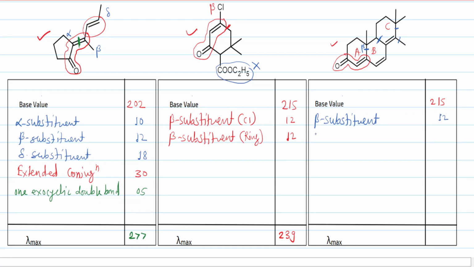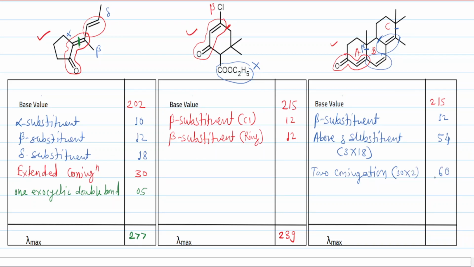Then for the above-delta substituents, we have to add 18 nanometer for one substituent. So there are three substituents, so a total of 54 addition. Now extra conjugation is there. This is the first extra conjugation, and this is the second. So two conjugations. For one conjugation we have to add 30; for two, it is 30 into 2, that is equal to 60.